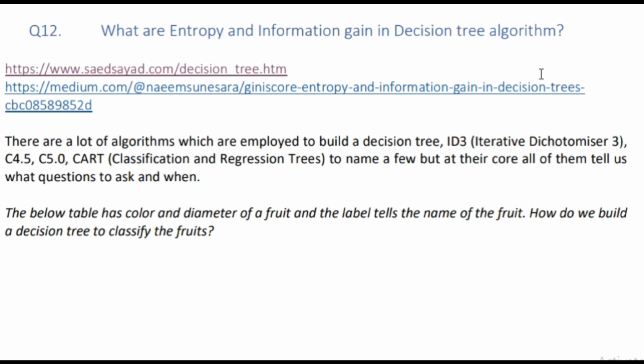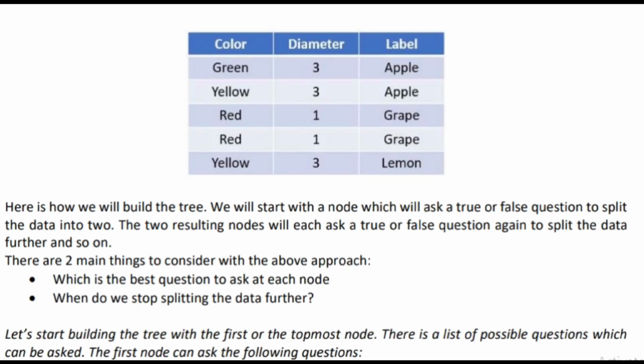The below table has color and diameter of a fruit and the label tells the name of the fruit. How do we build a decision tree to classify the fruits? So there are three columns named color, diameter and label. Color: green, yellow, red, yellow; diameter: 3, 3, 1, 1, 3; label: apple, grape, lemon.